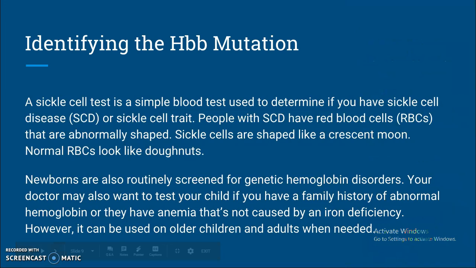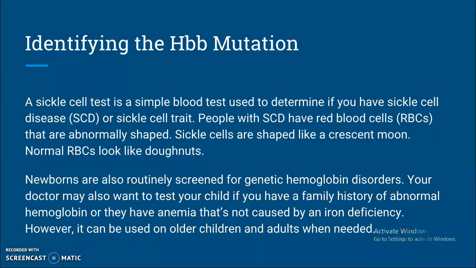So in order to identify the hemoglobin S mutation, a sickle cell test is pretty much a simple blood test used to determine if you have the disease or at least the sickle cell trait. People with sickle cell disease have red blood cells that are abnormally shaped. The sickle cells are shaped like we've seen before, like the crescent moon, and normal red blood cells just look like a donut.